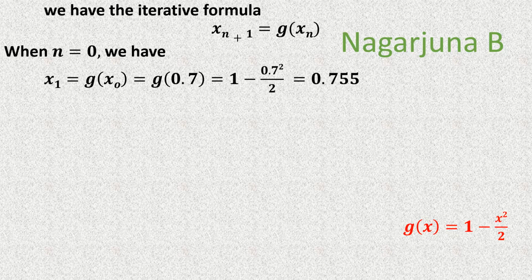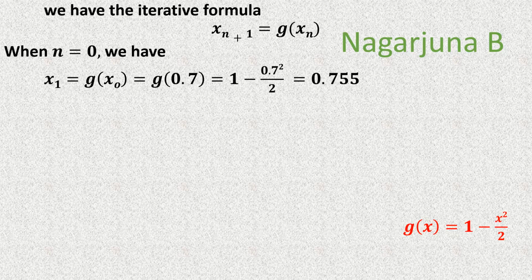Therefore substituting x in g of x as 0.7, it will be 1 minus 0.7 squared divided by 2. So while simplifying, you need to write 1 minus, open the bracket, 0.7 squared divided by 2, close the bracket, and it will give the answer, and that answer we are considering up to 3 significant digits, and it is 0.755.